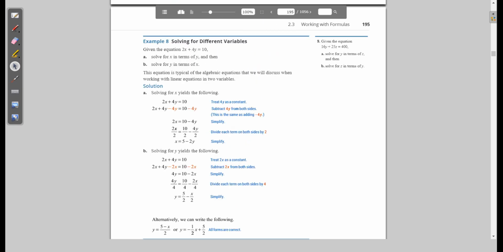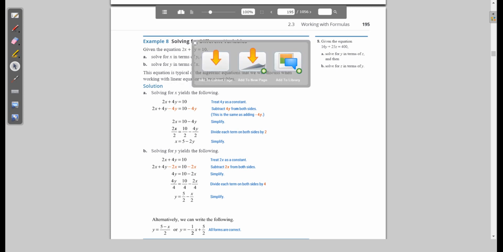All right, so solving for different variables. Given the equation 2x plus 4y is equal to 10, we need to A, solve for x in terms of y, and then B, solve for y in terms of x. What we're going to do is simply rearrange things and solve for each individual variable, which again is good practice for what we do later on, whether in this particular course or the next.